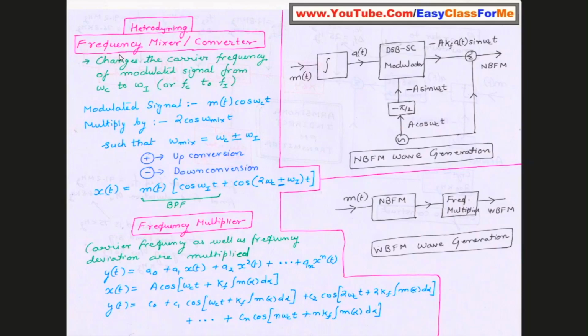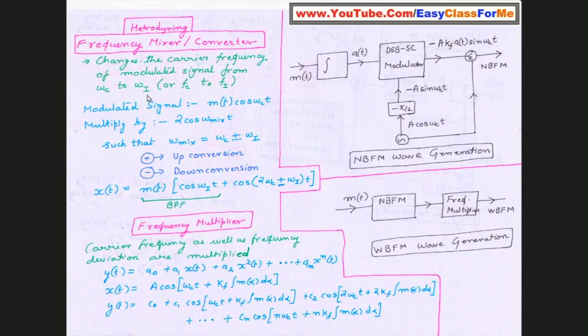First is called frequency mixer or frequency converter. This is alternatively also named heterodyning. And here what happens is, if you have some signal, then the signal is of course modulated. Then after passing through this process, it changes the carrier frequency of the modulated signal from omega c to omega I.